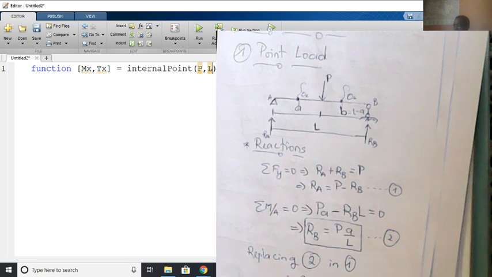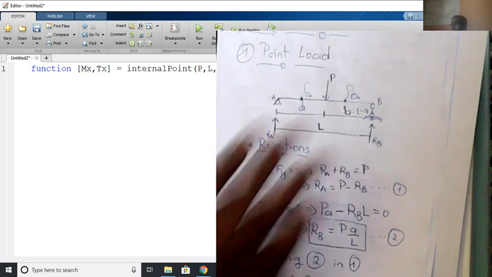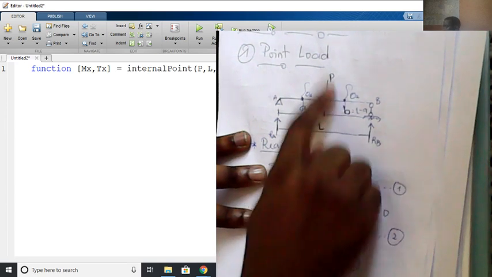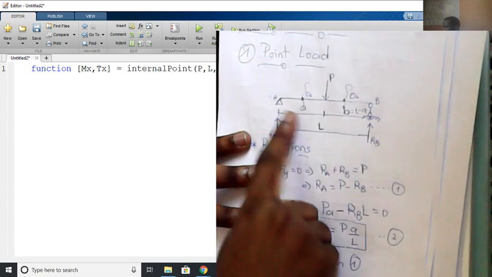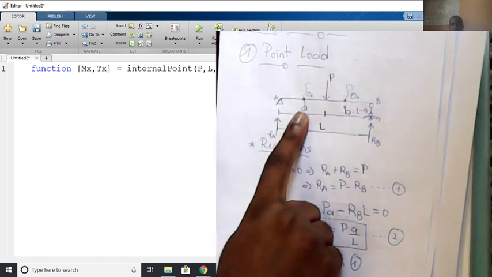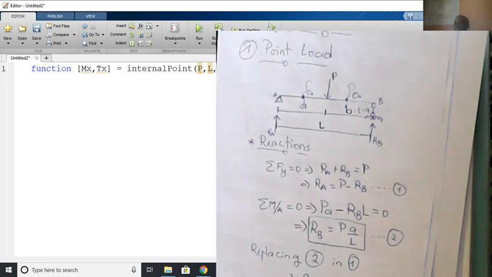And then what do we need again? We need the length of the beam, okay? We need P. We need the value of A. And that's it now. If we have the value of A, we can get B very easily. So we just need A, and life will be good. We can deduce B from there. Okay? So, that's what we get.